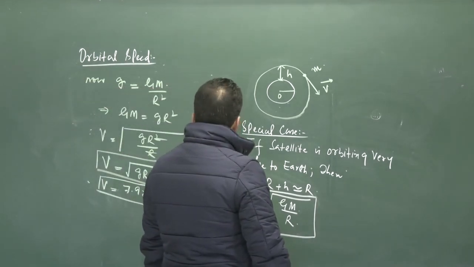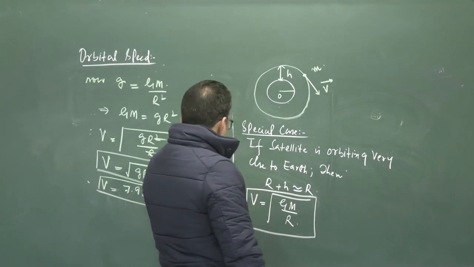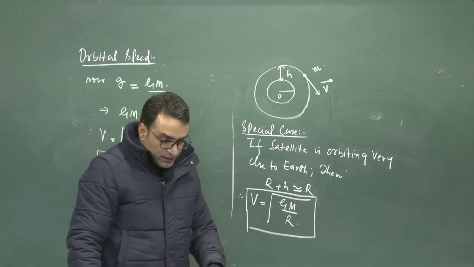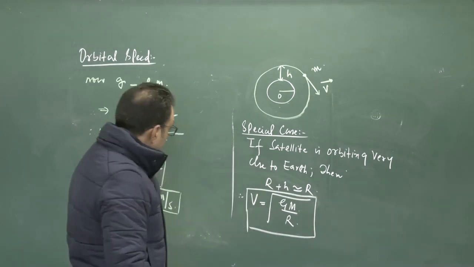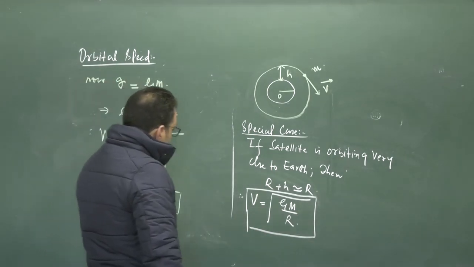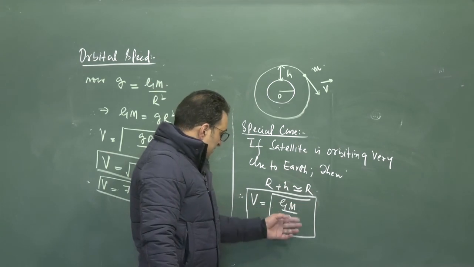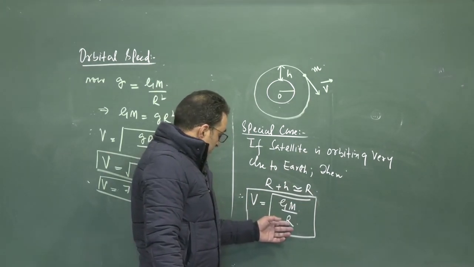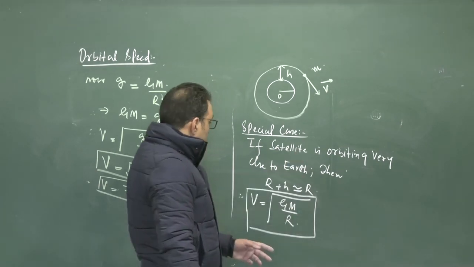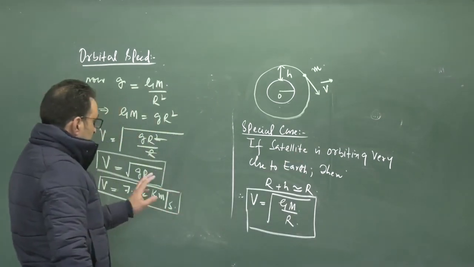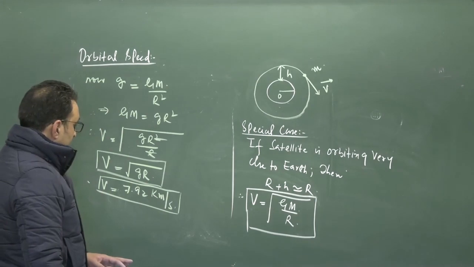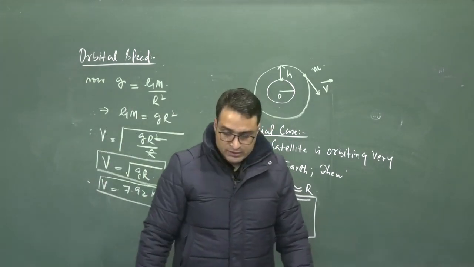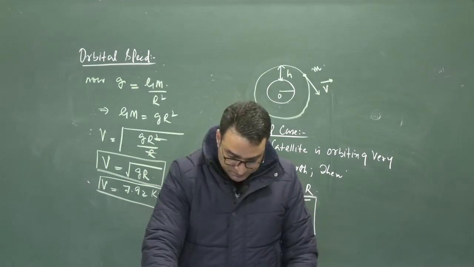Now, from this expression, we conclude that the orbital speed depends on the mass of the Earth and the radius, but is independent of the mass of the satellite. This is all about the orbital speed.